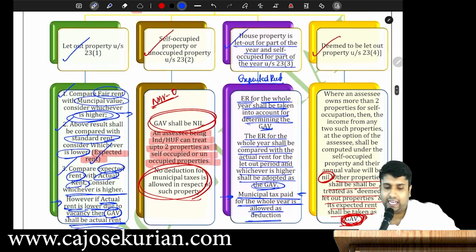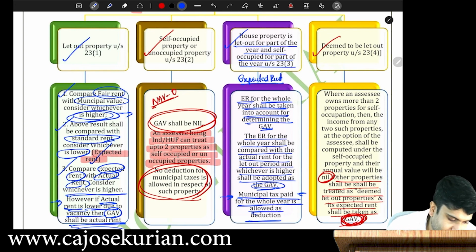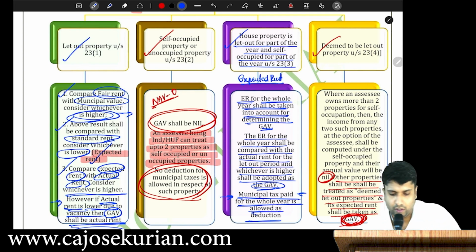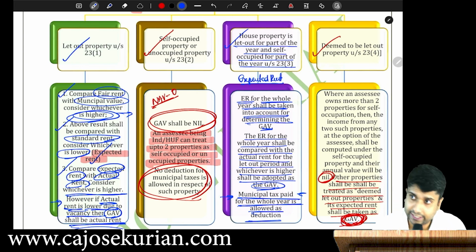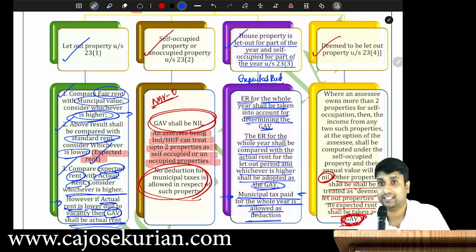Then what is the third one? A property let out for a part of the year and self-occupied for the remaining part of the year. What to do? Very simple. You take the expected rent for the whole year and the actual rent for the let out period and pick the higher. That's it. And municipal taxes for the whole year you can claim as a deduction. Is that clear?